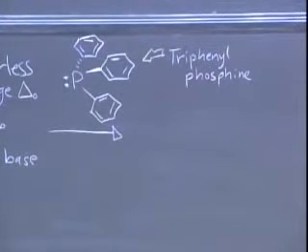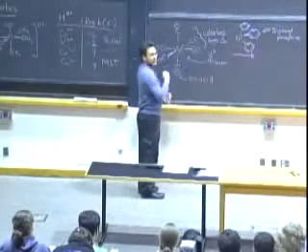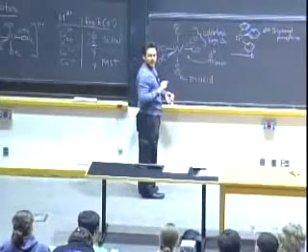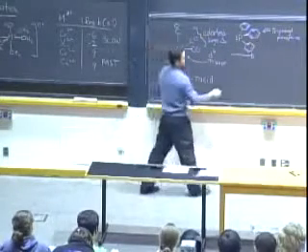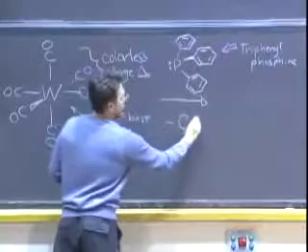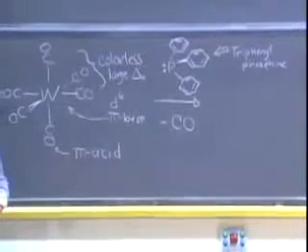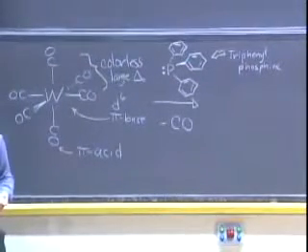What we might like to do is to replace one carbon monoxide with this triphenylphosphine ligand. That would be a simple substitution reaction. So we would like one equivalent of carbon monoxide to be evolved as CO gas in this reaction.